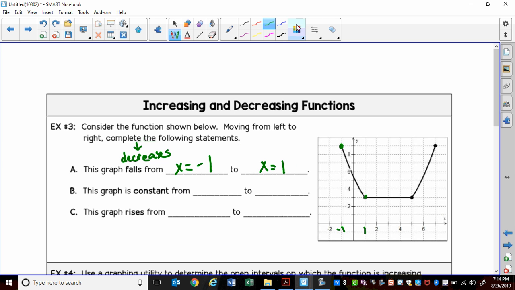Now, constant means we're not going to go up or down. It looks like it's constant right here. And this is when x equals 1. They should not completely overlap, but where one ends, the other one should pick up. So this is x equals 1 until x equals 5. And then we're going to rise or increase. We're usually going to use the word increase from this point all the way up. So this is when x equals 5, all the way till we end. So this is x equals 7.